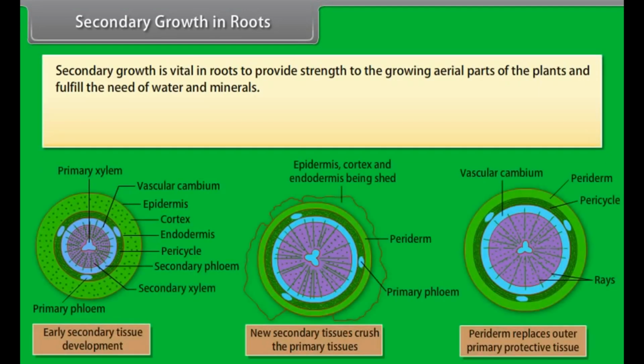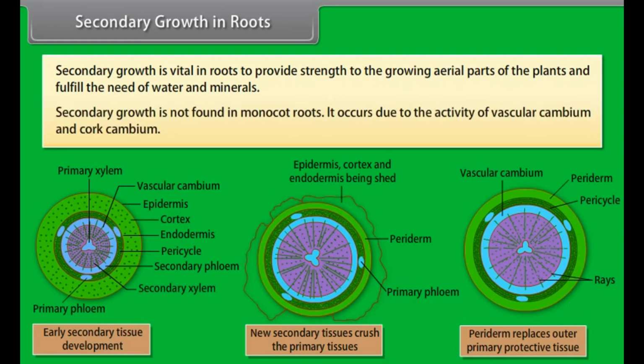Secondary growth in roots. Secondary growth is vital in roots to provide strength to the growing aerial parts of the plant and fulfill the need of water and minerals. Secondary growth is not found in monocot roots. It occurs due to the activity of vascular cambium and cork cambium.